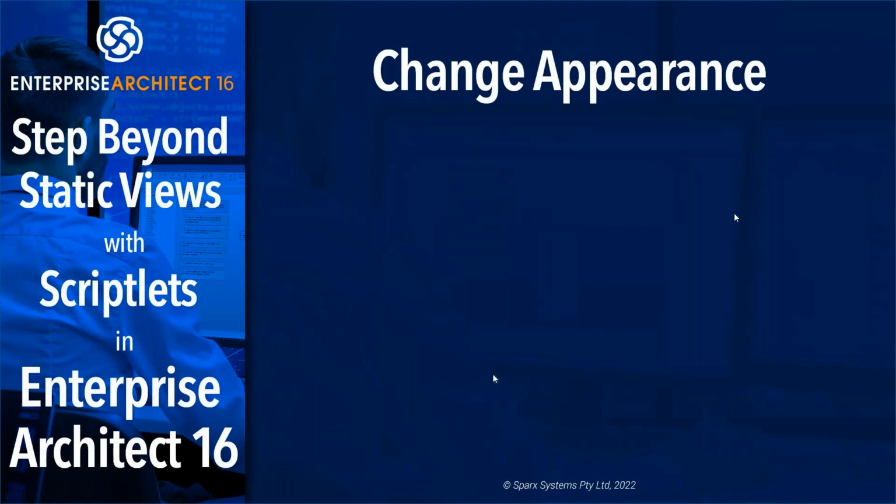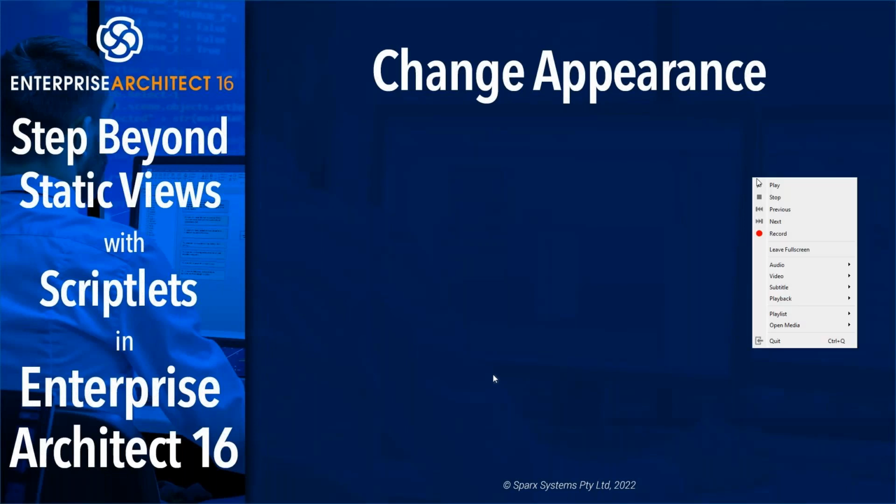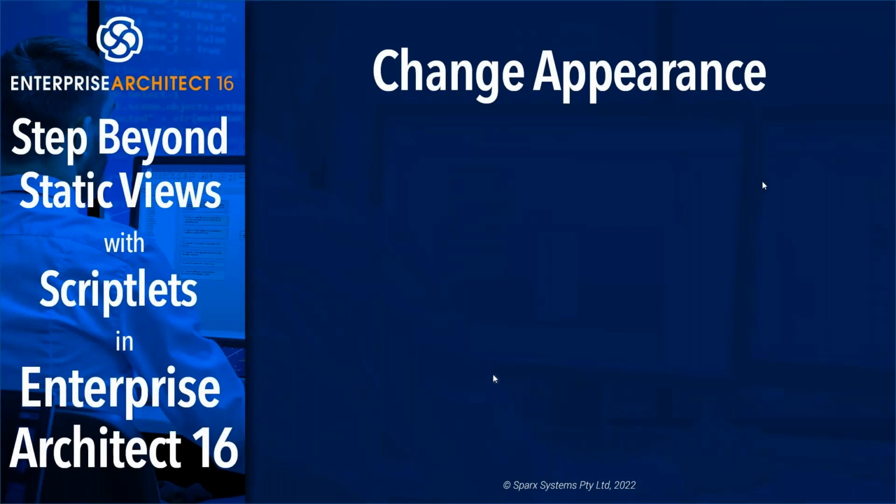So what we're going to start off with is we're going to look at how to change the appearance of diagram elements using scriptlets. Scriptlets, as I mentioned, use JavaScript, and you can very easily access things such as the font color, the background color, and other elements. So let's have a look at that now.